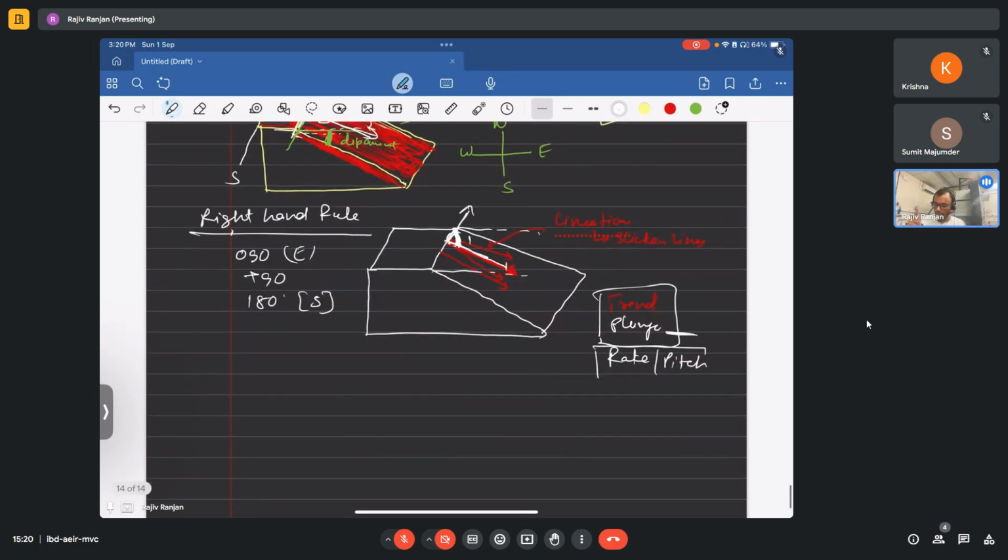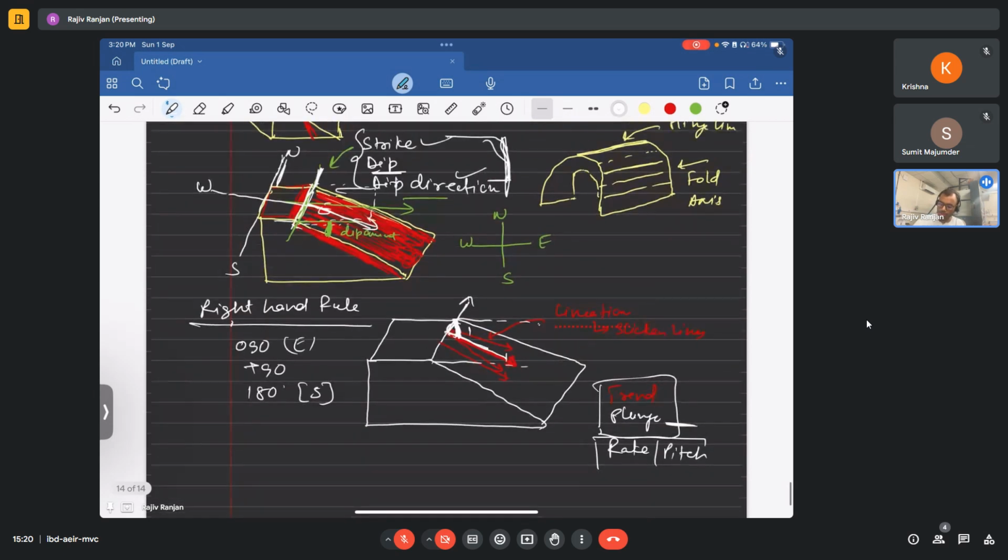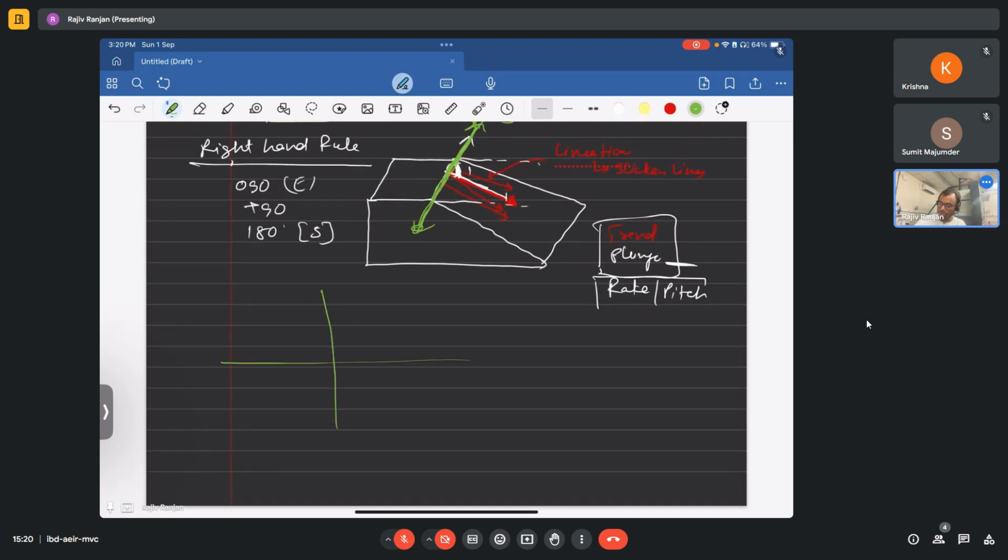About your question about strike, if you can see here, this is the strike. If you talk about this bed's strike, you can see there are two directions, this and this. This is how we plot strike. We first make the strike, which will have two ends. The bed will always have two directions, 180 degrees apart. This is how the convention is.